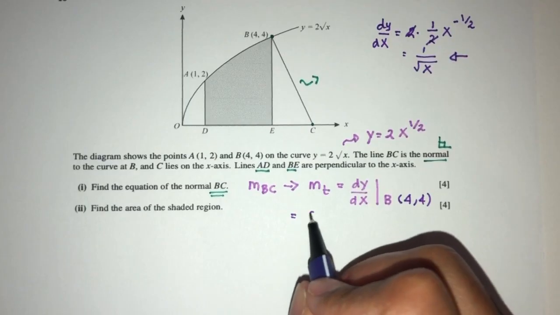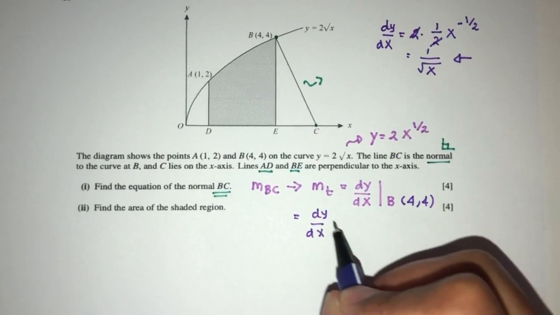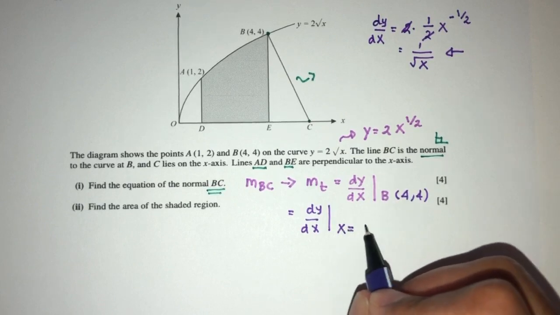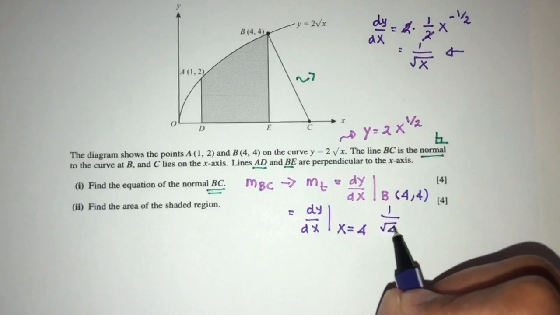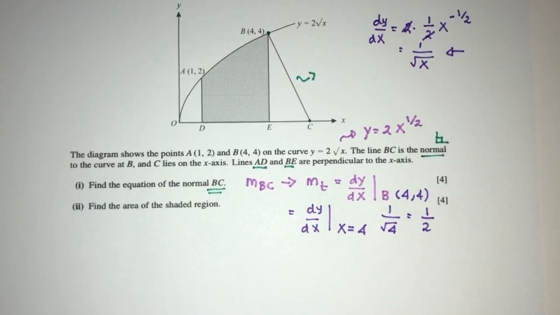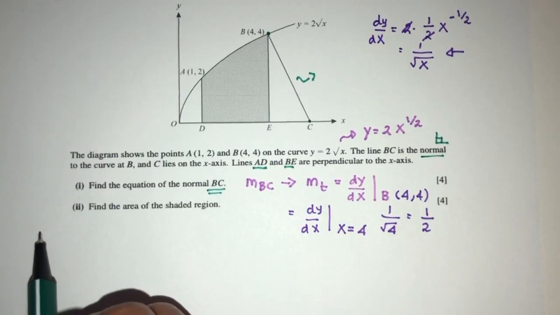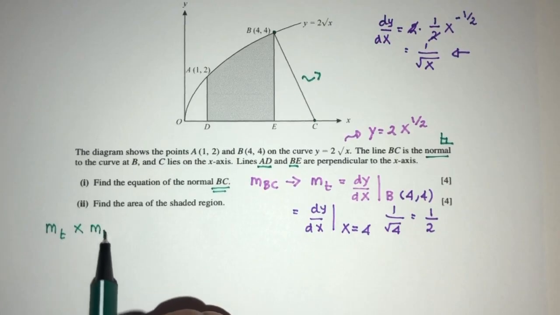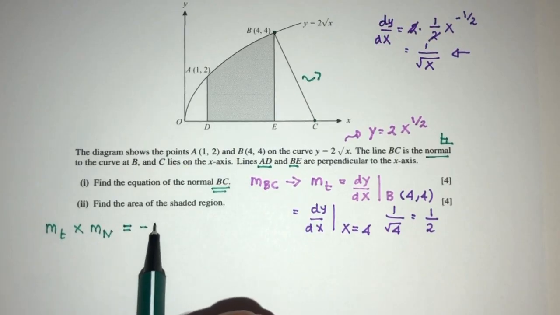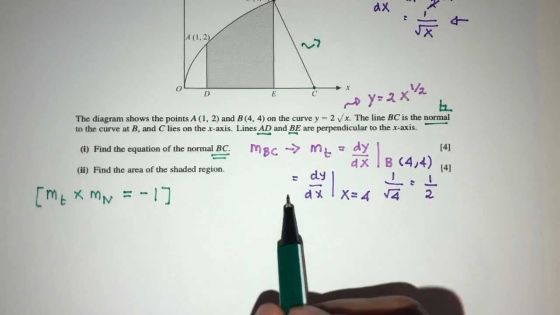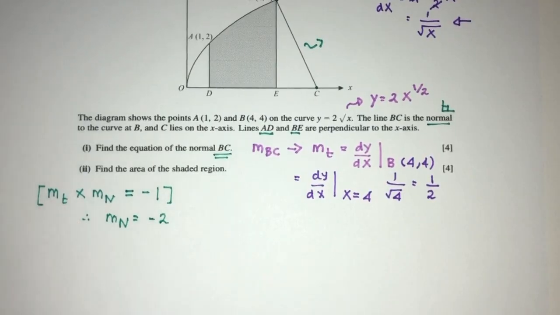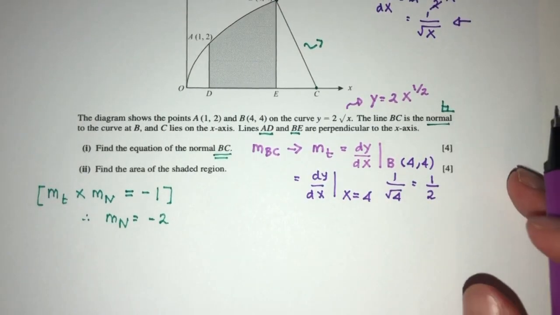So we understand that dy by dx at the point B, whose x value is 4, will be 1 over root of 4, that should be the value of half. Okay, that will be my gradient of tangent. Now, the concept behind this is that the gradient of tangent multiplied by the gradient of normal, because they are perpendicular to each other, will give you the value of minus 1. So using this concept, we realize that the gradient of normal has to be minus 2. So we have the gradient of the normal line, which is BC.